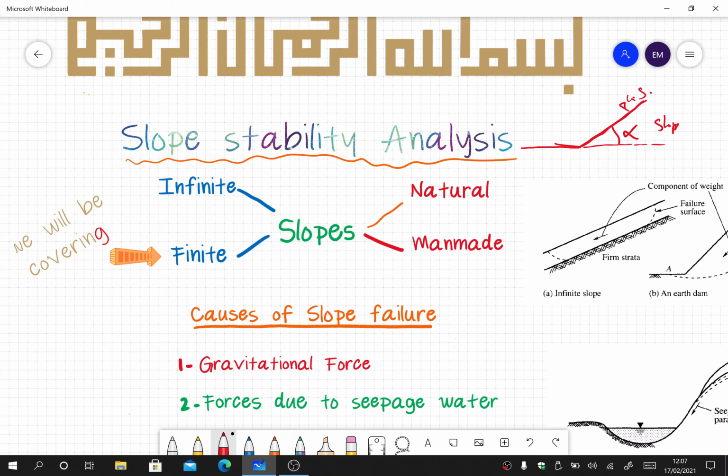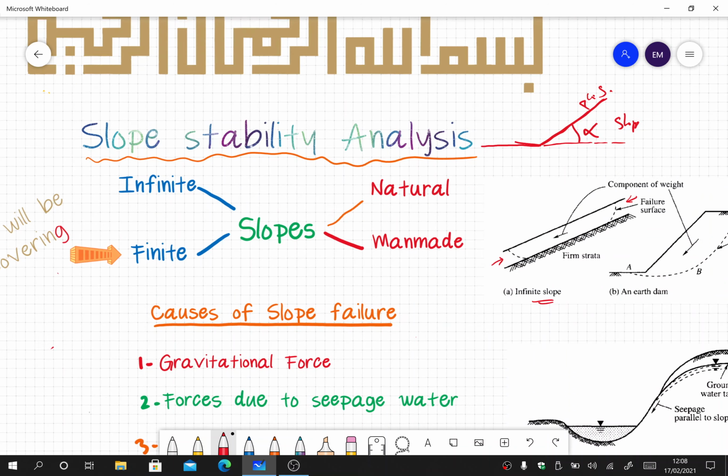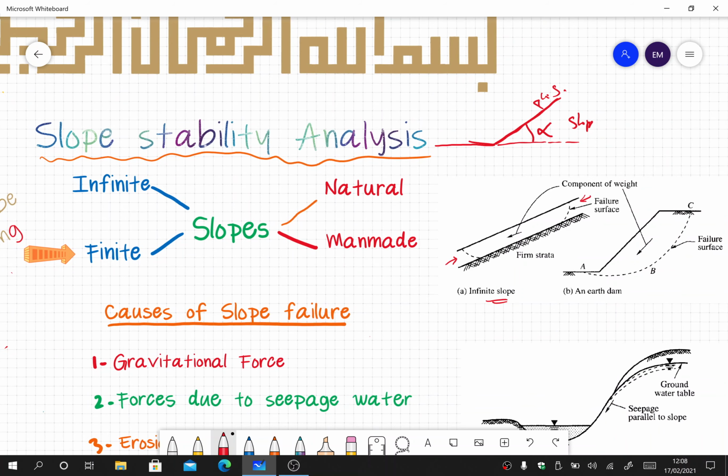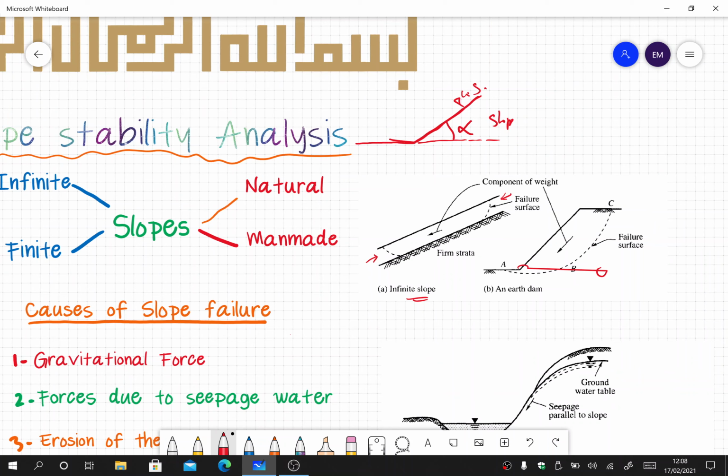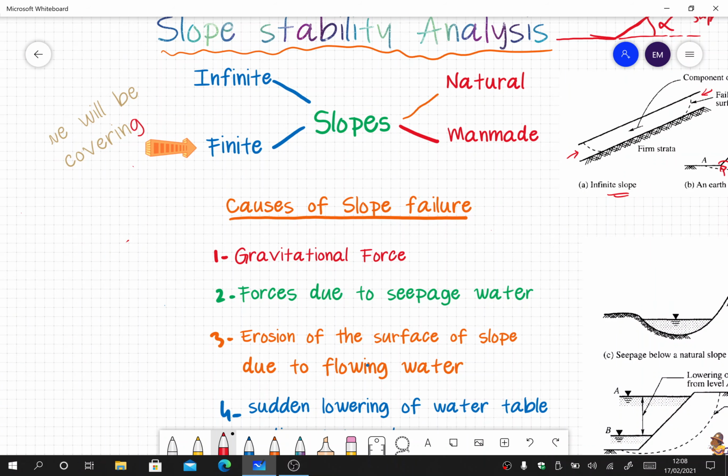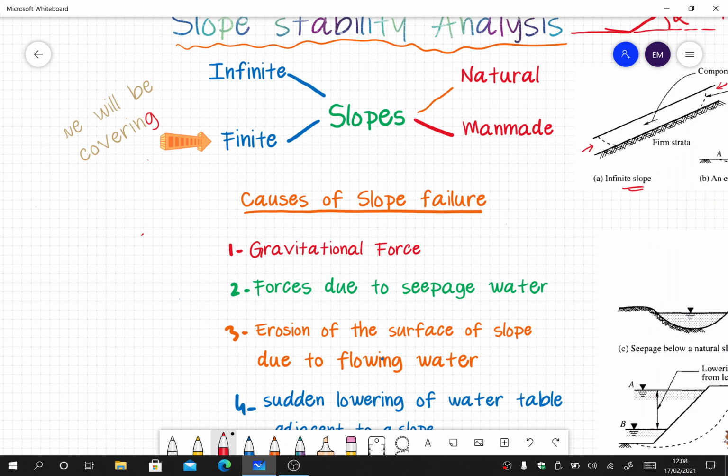If you see the top and the toe of the slope, then we call that a finite slope, and if it is a part of a mountain, then we call that an infinite slope. Here we don't have any starting point and ending point, we just see a certain portion of the slope, so it is referred to as an infinite slope and its analysis will be different. A finite slope, for example a dam, has the toe of the slope here and the top of the slope here. So this is an example of a finite slope, and in our course we'll be covering finite slopes only.